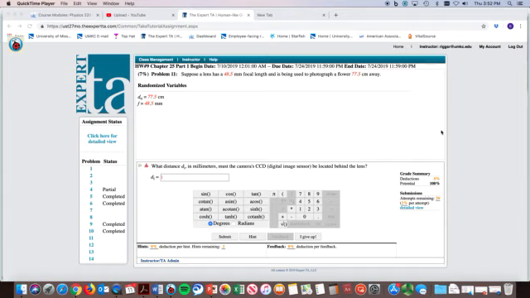All right, we need the distance of the object, and then what I'm going to add to that, since this is a converging lens, is the magnification. What's the magnification and all that. So here we go. Let's take a peek at this.